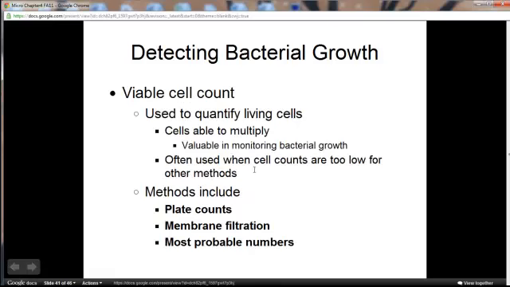So again, let's say your question's a little bit different. Let's say it is important to you that you're able to identify just how many living cells there are in a particular culture. Can you do that? And the answer is yes.